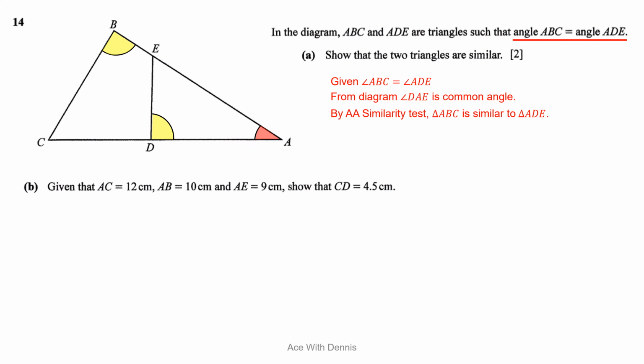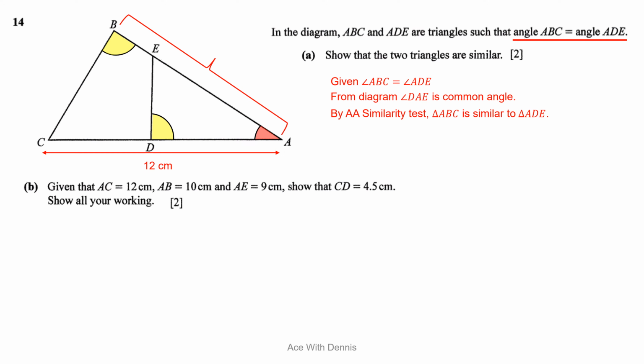B. Given that AC equals 12 cm, AB equals 10 cm, and AE equals 9 cm, show that CD equals 4.5 cm. Show all your working. 2 marks. So now let's label all the information given. AC is 12 cm, so this length is 12 cm. AB is 10 cm, so this is 10 cm. And AE is 9 cm. So we need to show CD is 4.5 cm.